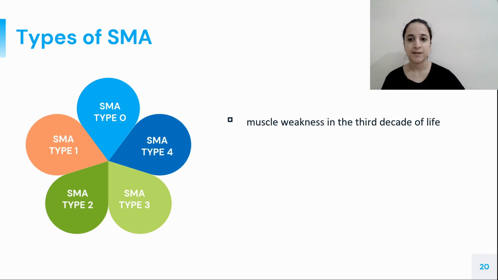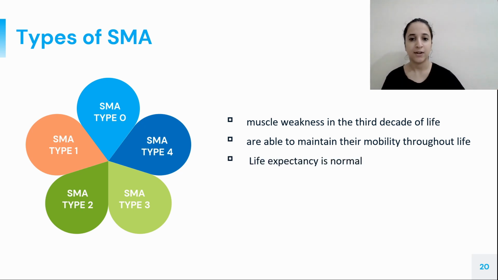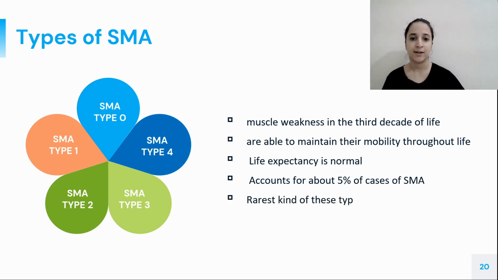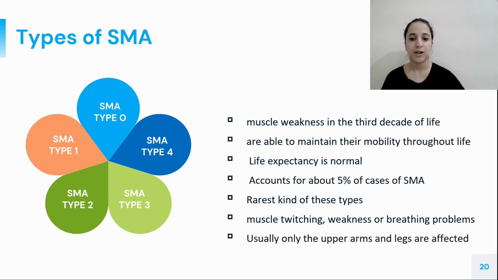It is characterized by muscle weakness, which usually develops only after the 3rd decade of life, that is after 30 years of age. Here the individuals are able to maintain their mobility throughout life. Life expectancy is again normal, and it accounts for about 5% of cases of SMA and is the rarest of these types. The common symptoms are muscle twitching, weakness, or breathing problems. Usually only the upper arms and legs are affected in this type.